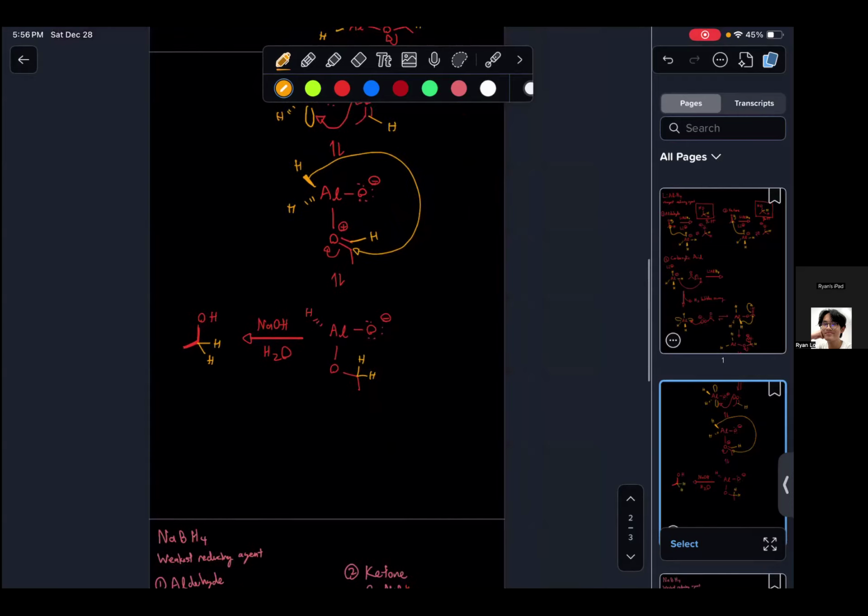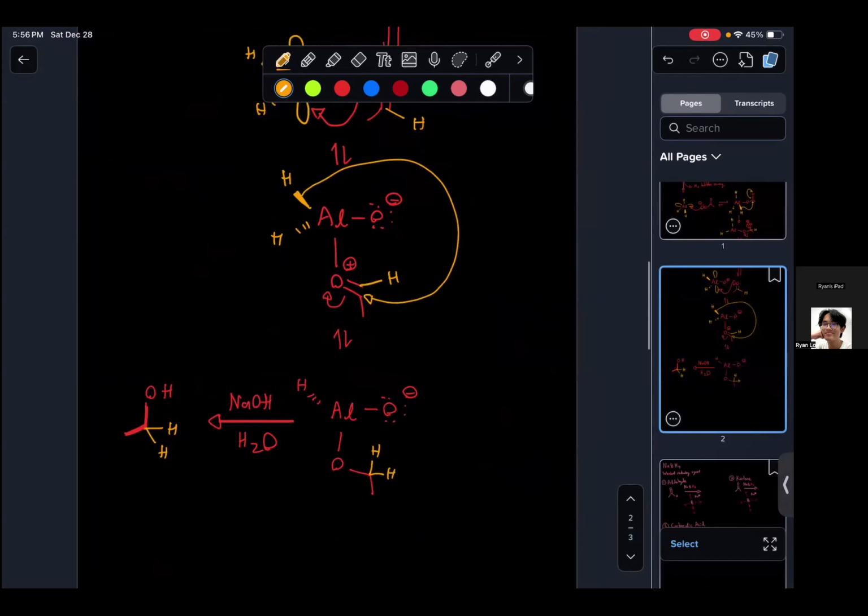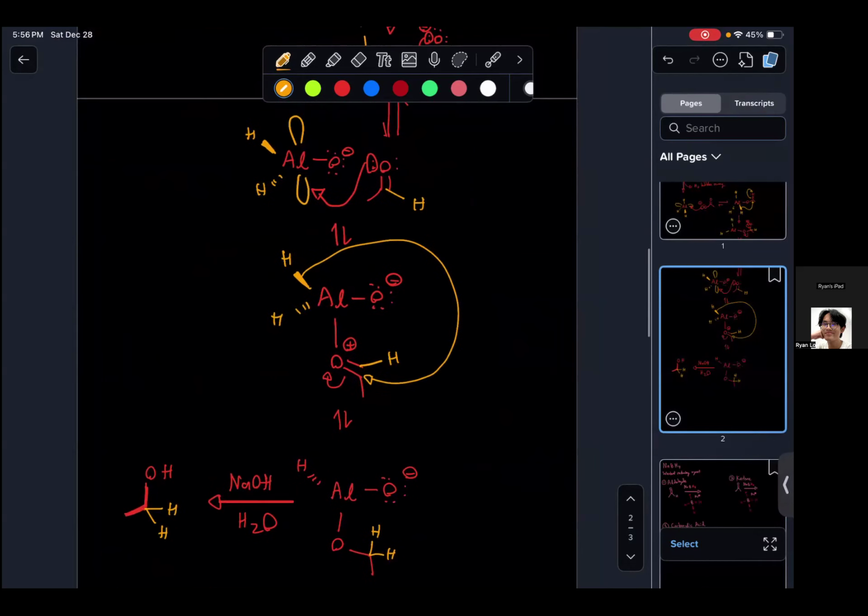Alrighty. So that was just one of our two strongest reducing agents. Luckily, sodium borohydride is a little bit simpler. So let me triple check and make sure I didn't miss anything here. Don't believe I did.